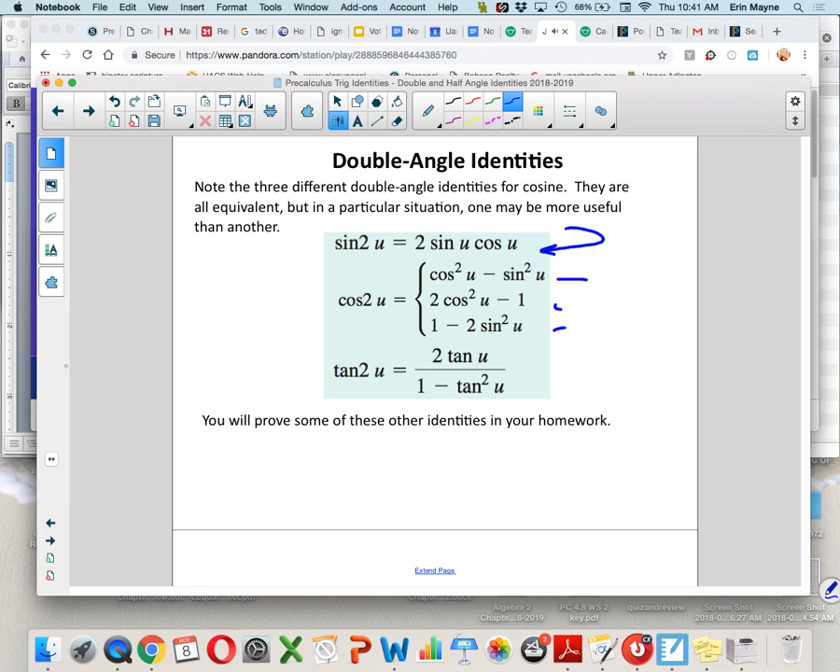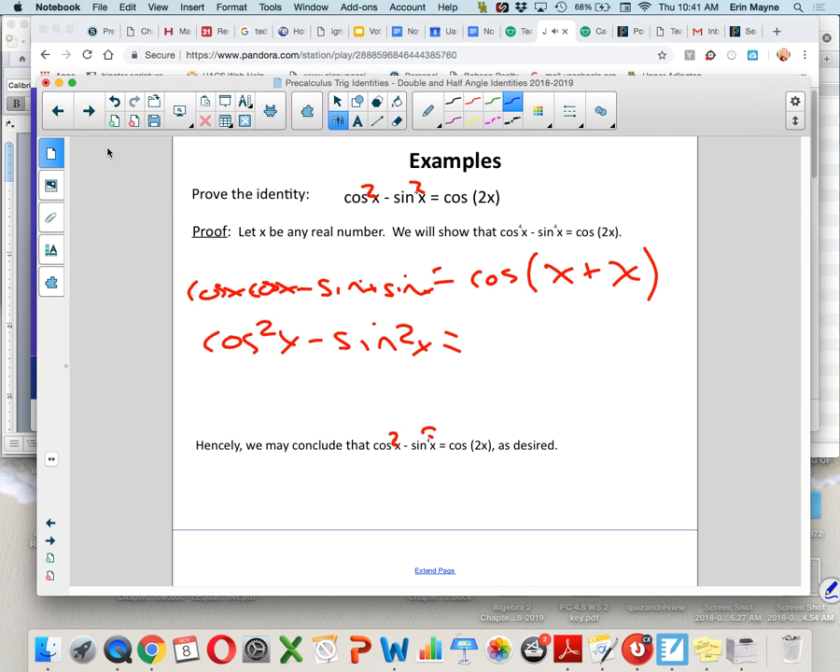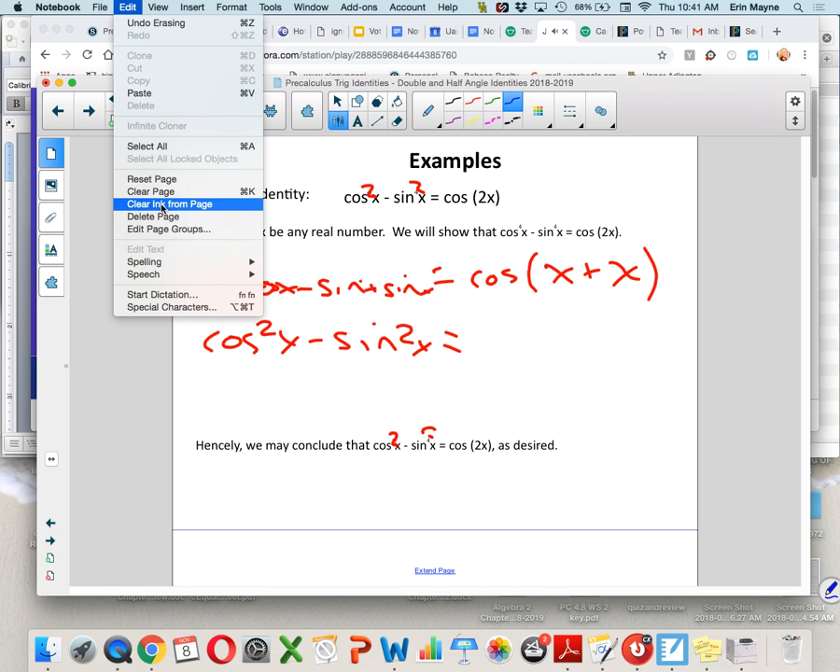Okay, on the next slide, it actually lists for you what we consider the 5 double angle identities. The sine we just proved. In a minute, we're going to prove one of the cosines. In your homework tonight, you're going to prove 2 of the cosines. The tangent we won't prove. It's pretty messy, but we will use it.